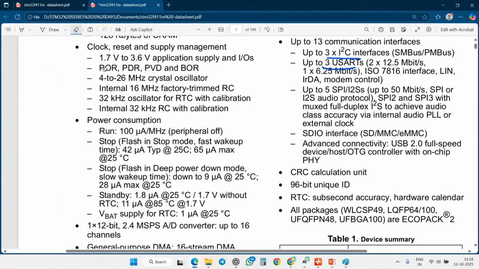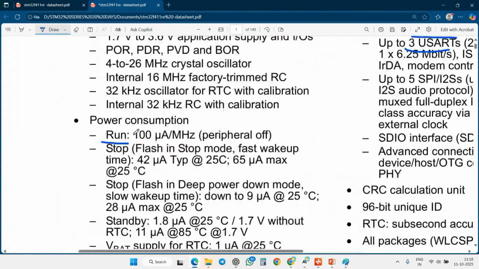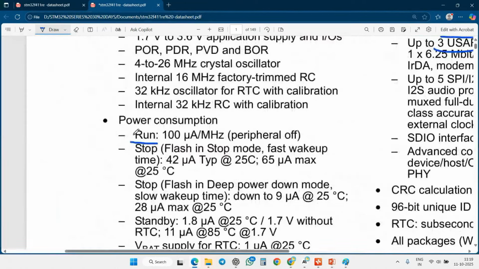Yes, we have different variants called runtime, stop time, and standby time. The first one is runtime. What is meant by runtime is that your complete processor is working very stressfully. Okay, so your processor is working heavily. At that time, how much current is it taking? It is taking 100 microamperes of current.